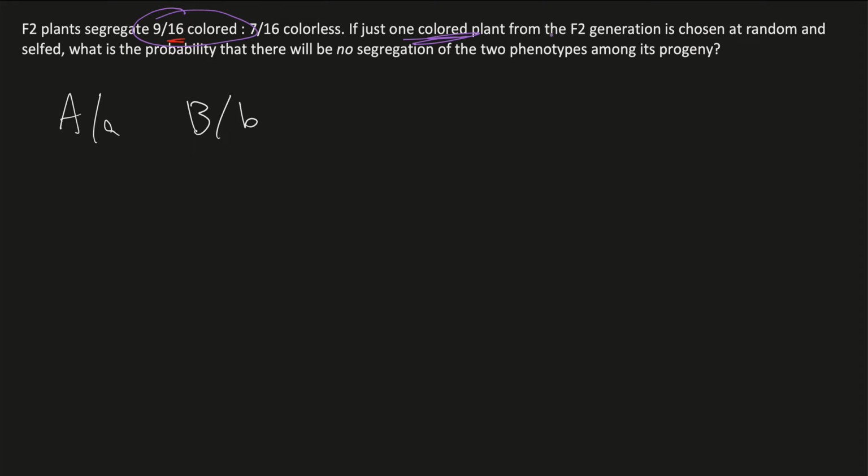If just one colored plant from the F2 generation is chosen at random and selfed, what is the probability there'll be no segregation of the two phenotypes among its progeny? Now, when you say no segregation of the two phenotypes among its progeny, which is colored and colorless, that just means one thing, which is true breeding. That's what true breeding really is. That's just the definition of it, right? So we're asking, what's the probability that an F2 generation will be true breeding for the dominant phenotype?